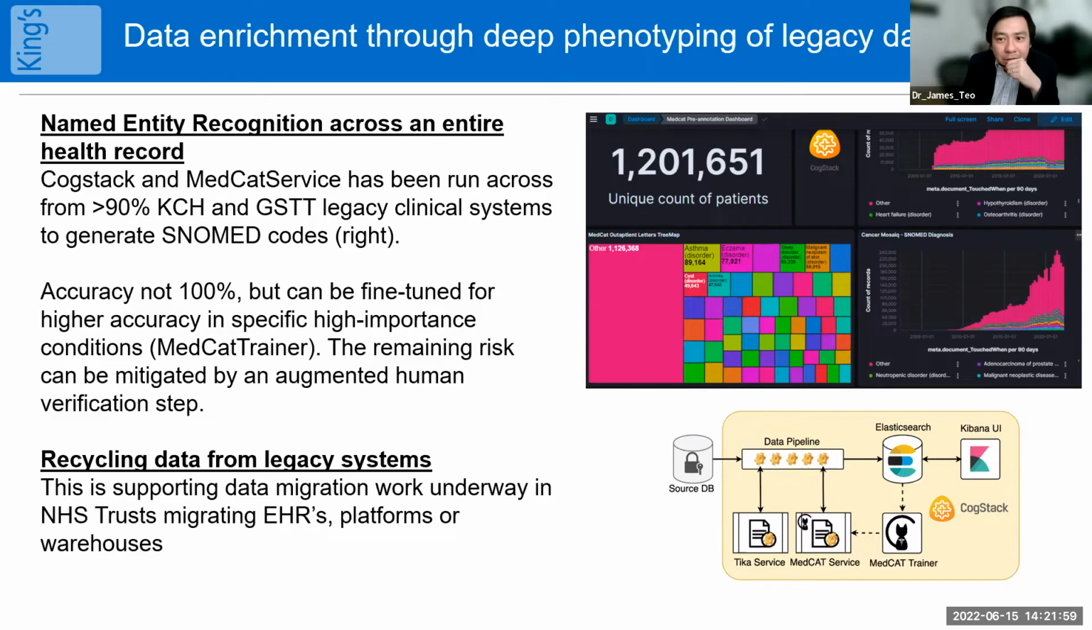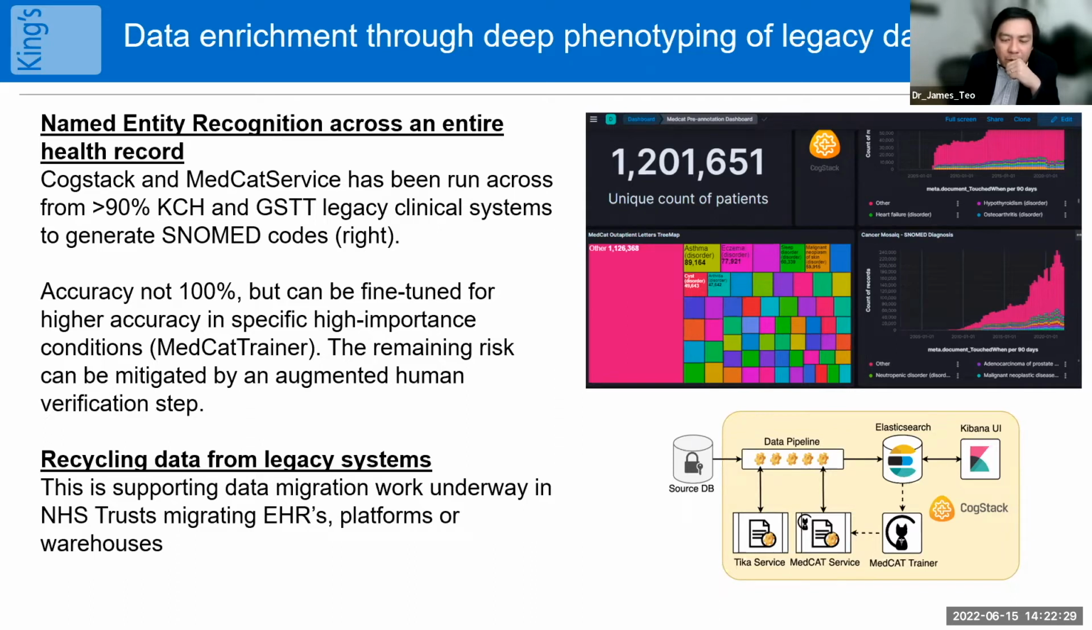So upper right, you can see all the codes related to outpatient letters, all the codes related to the cancer databases. As we tune it, we can just rerun the inference across the entire EHR, given the availability of high performance computing. And then obviously the final human verification step would then allow it to be entered as structured data for other users.